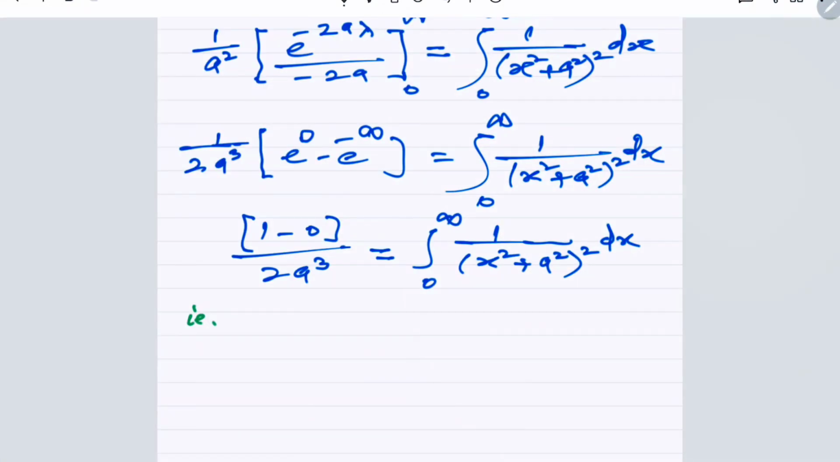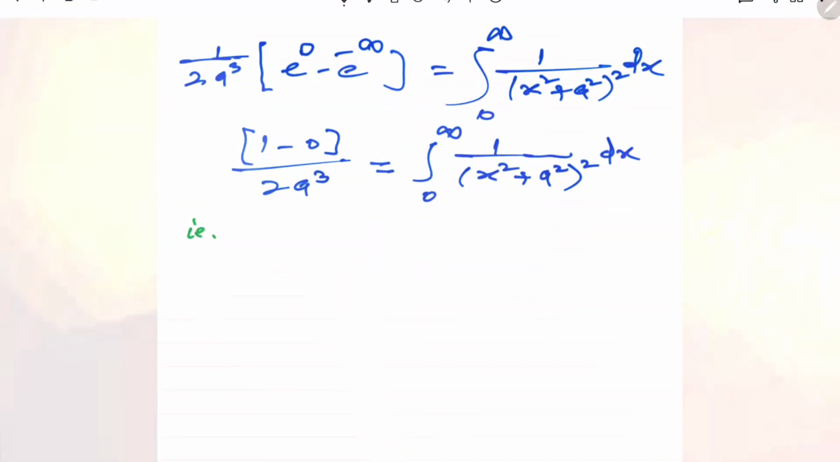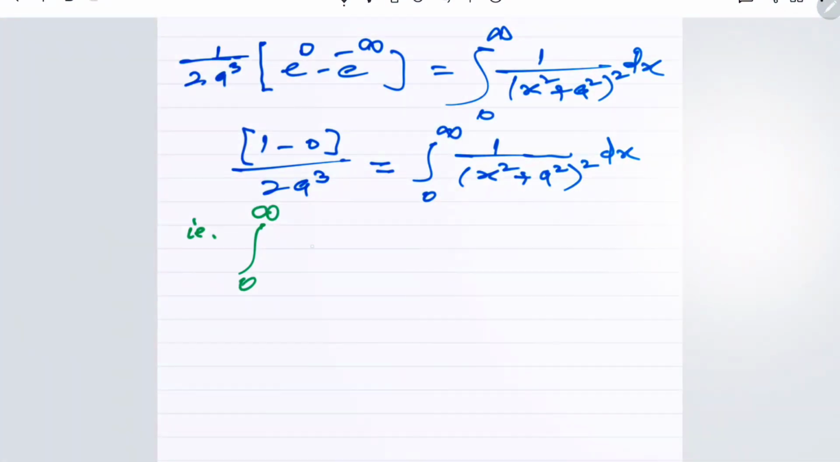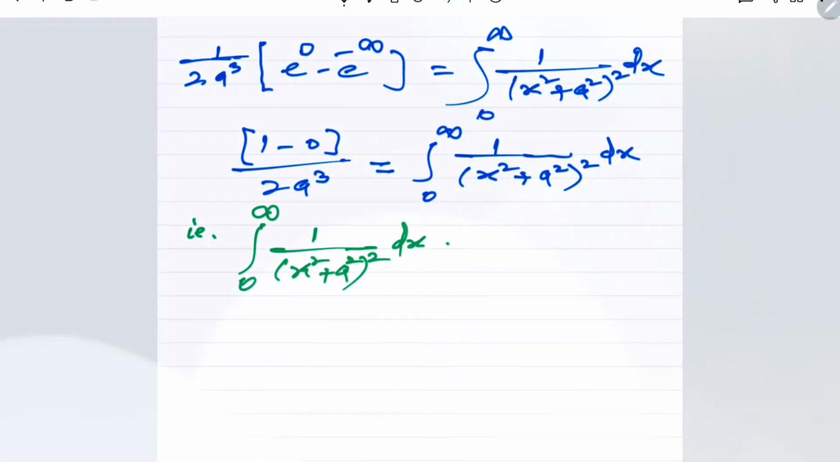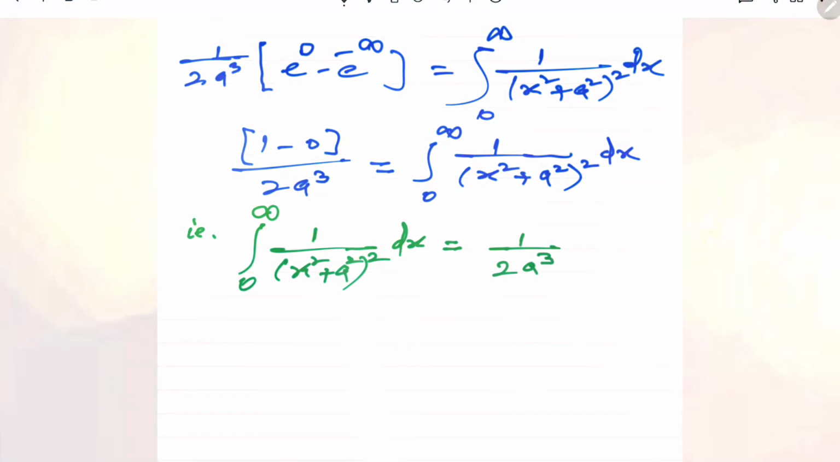And therefore we have the value of that definite integral from 0 to infinity of 1 upon (x square plus a square) whole square with respect to x as 1 upon 2a cube. This is the required answer by Parseval's identity.